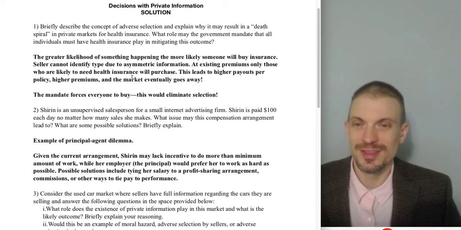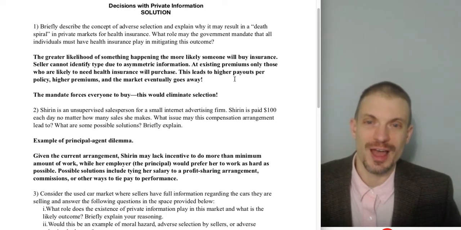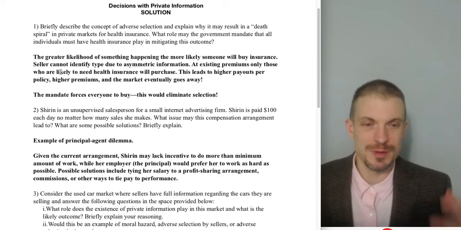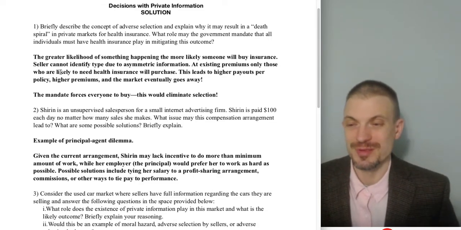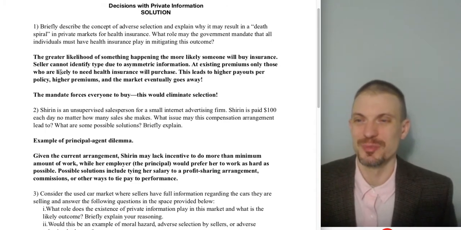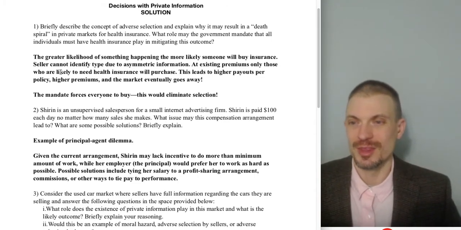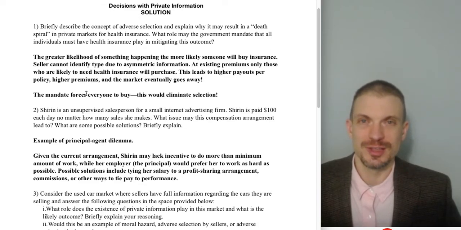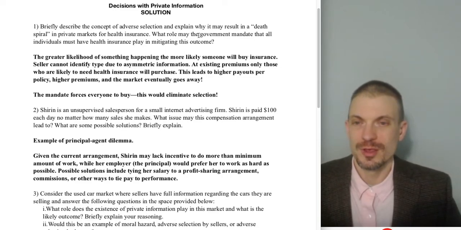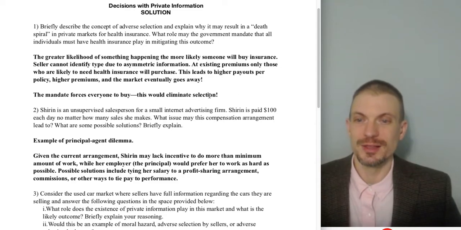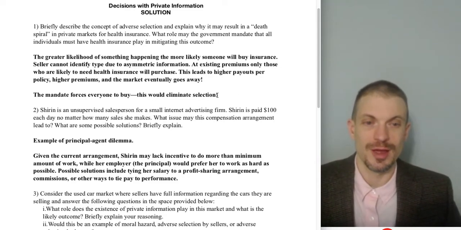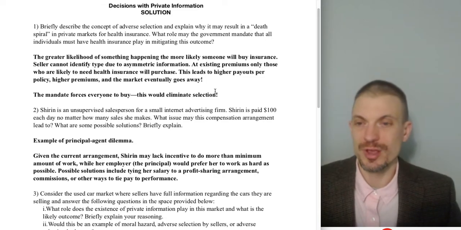So the problem is, at the existing premiums, only those who are likely to need health insurance are going to be interested in buying. But that's a problem because then there are higher payouts per policy. On average, people who are buying the policies are using the policy more, so that's more expensive for the health insurance company. This ultimately leads to this death spiral where the market goes away. The government mandate that everybody must buy health insurance mitigates the outcome by eliminating the selection. It takes away the scope for those who are low risk to avoid purchasing insurance.